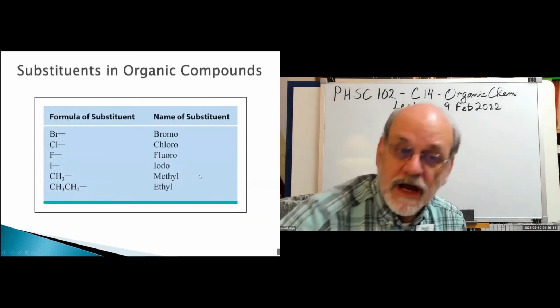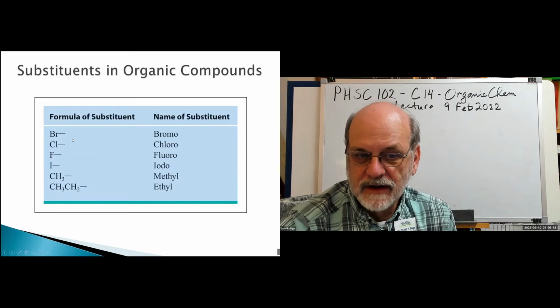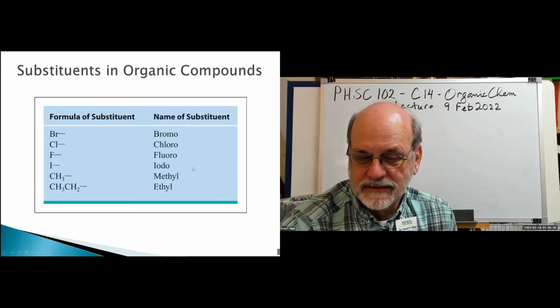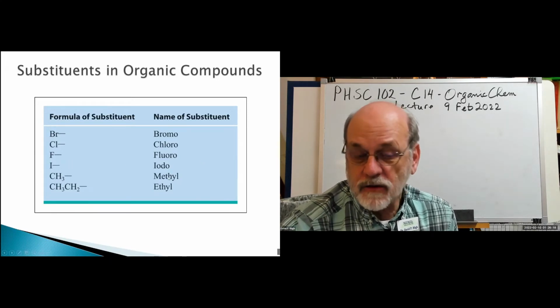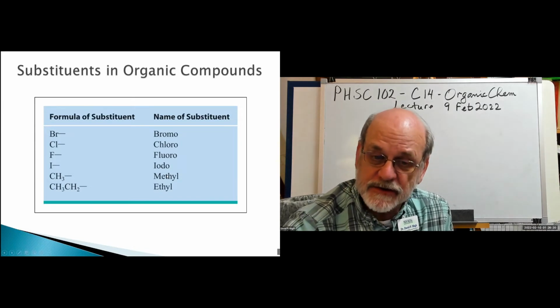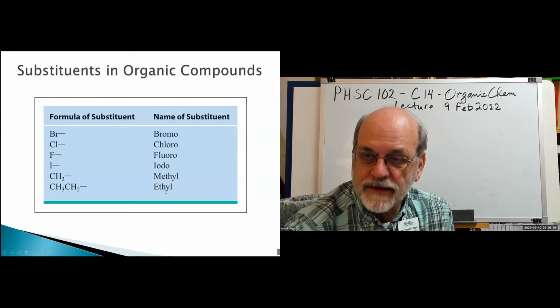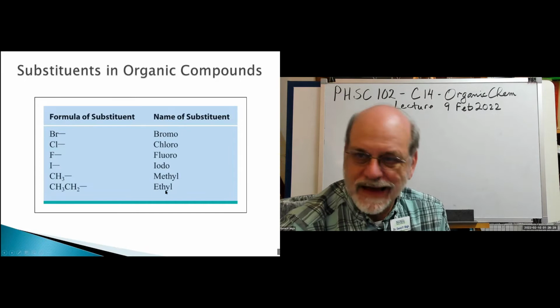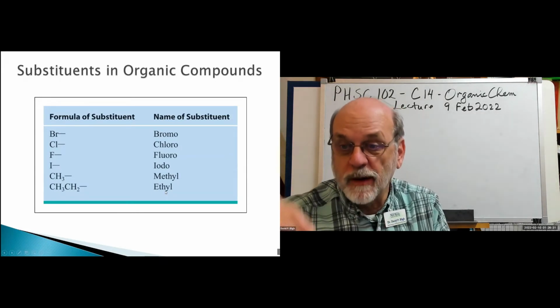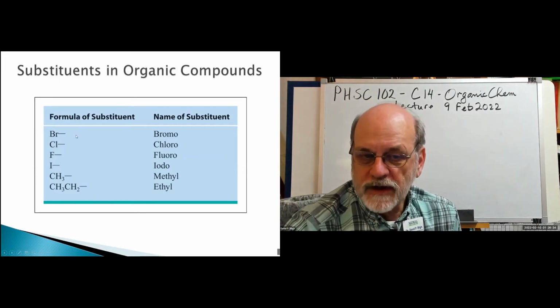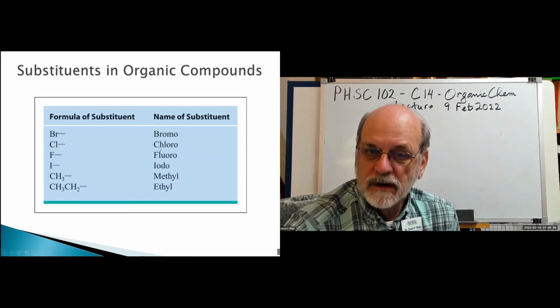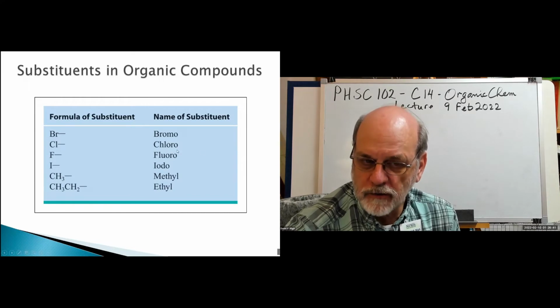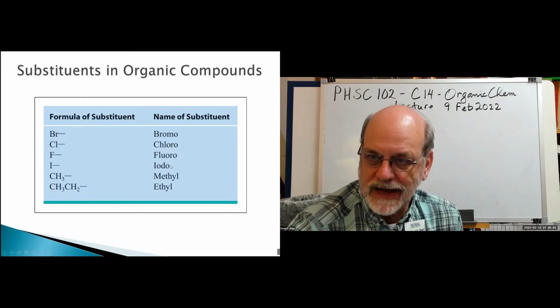Now, suppose we use a different substituent, like a halogen, right? For the alkanes, we got the substituents named methyl, ethyl, propyl, butyl, pentyl, hexyl, more and more carbons. For the halogens, Br, instead of bromine, we say bromo. Chloro for chlorine, fluoro for fluorine, iodo for iodine.